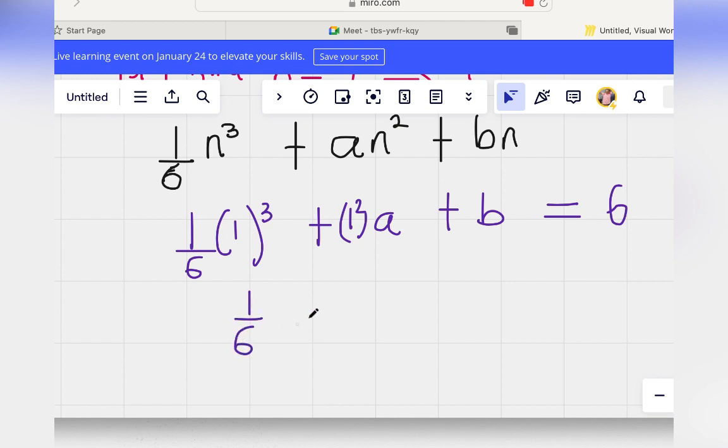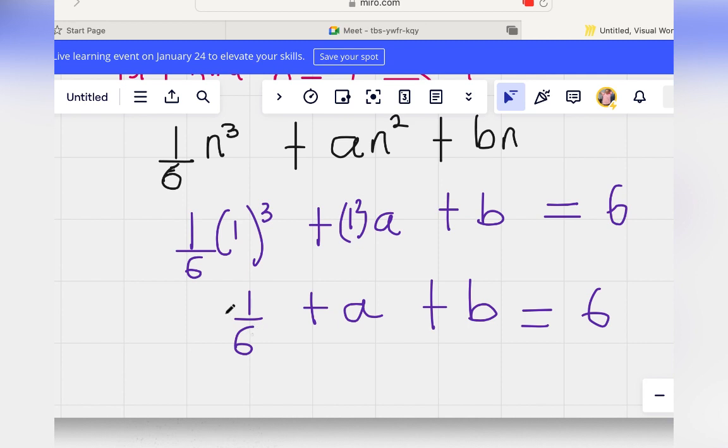We have here 1 all over 6 plus 1 square is 1, 1 times a is a, so I write here plus a, plus b, equal to 6. You see, a simultaneous equation is formed. Now we can rearrange this equation. I was supposed to call it equation 1. I can multiply through by 6 to remove the fraction.